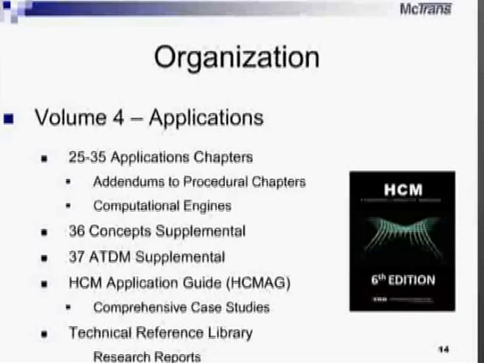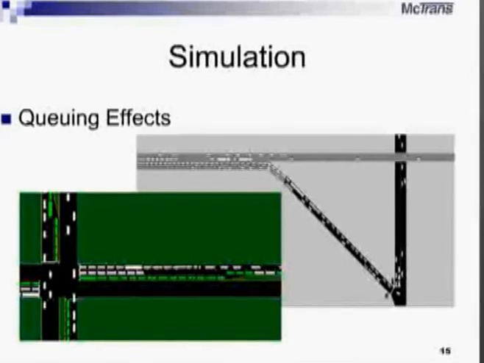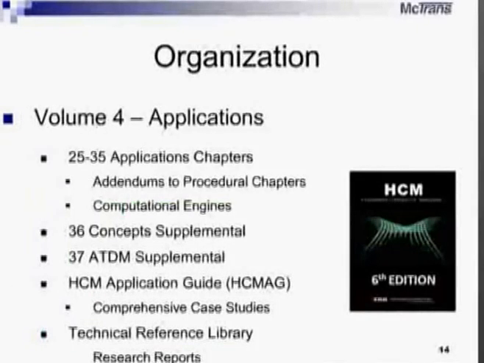And again, organizationally, this looks pretty much like it did before. I thought I had a list, but let me say one thing here. Chapters 25 through 35 are almost a one-for-one relationship with the chapters in volumes 2 and 3 to provide essentially appendices and now example problems for those analytical chapters.